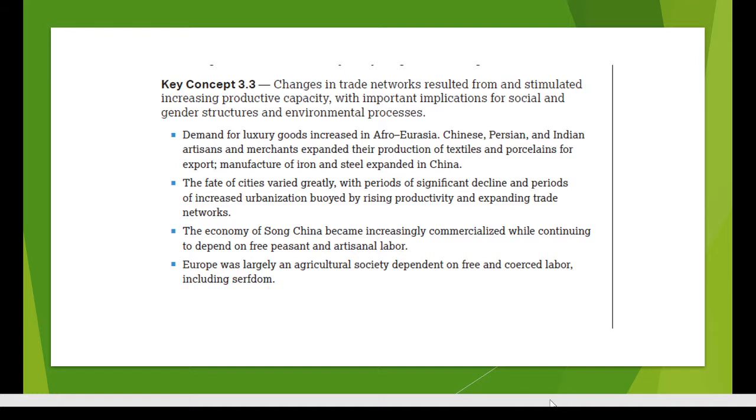So I think 3.3 you'll notice is pretty short. The big takeaways with 3.3 are, I would definitely think about what kind of goods were in high demand in trade networks. We're still talking about luxury goods: textiles equals cotton, clothing, and silk. Porcelain, you can look that up, it's like fine vases and cookware and stuff. I'll just look up Chinese porcelain. It's very big in China.